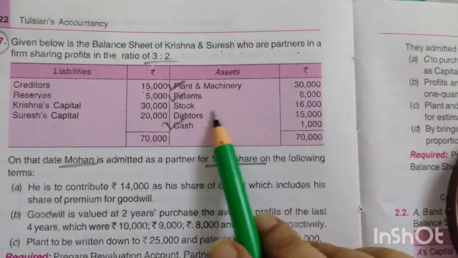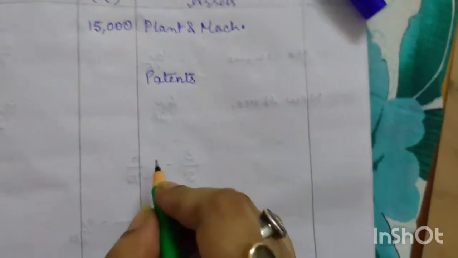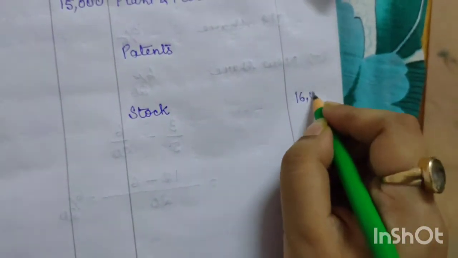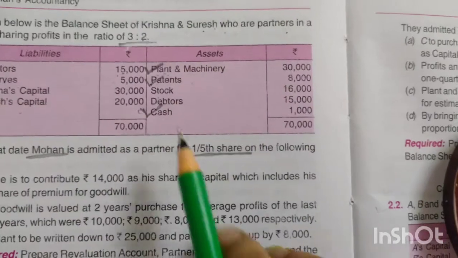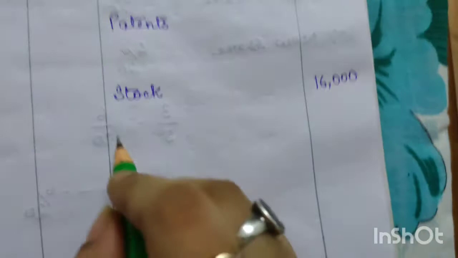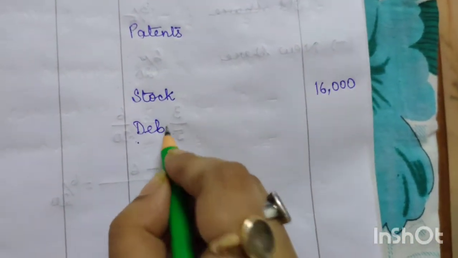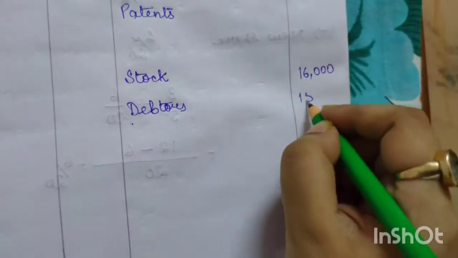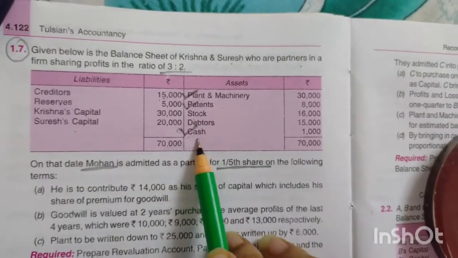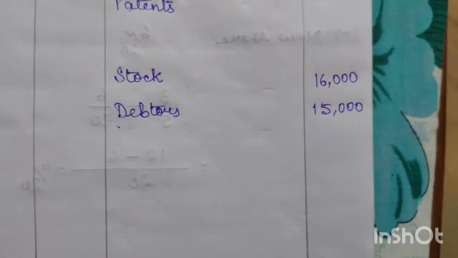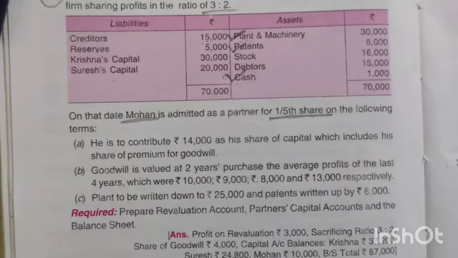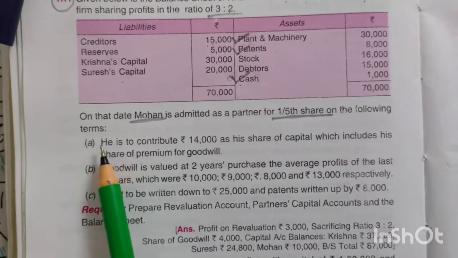In stock there was no adjustment, so we can record stock directly, 16,000. In debtors also there was no adjustment, so we can write debtors directly, the value of debtors is 15,000. As I told you, it is a case of admission, so in cash obviously there will be adjustment, so we will write just cash, we won't write the balance. Now let's go to the adjustment. As we can see, Mohan is a new partner.